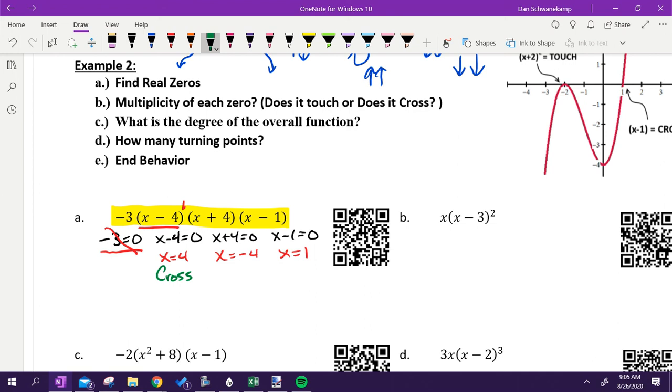Same thing on the next two. x plus 4, it happened one time. x minus 1, that happened one time. So both of them are going to be cross.